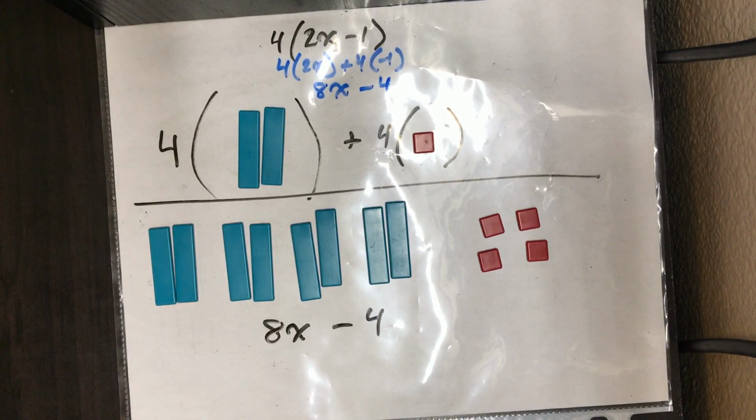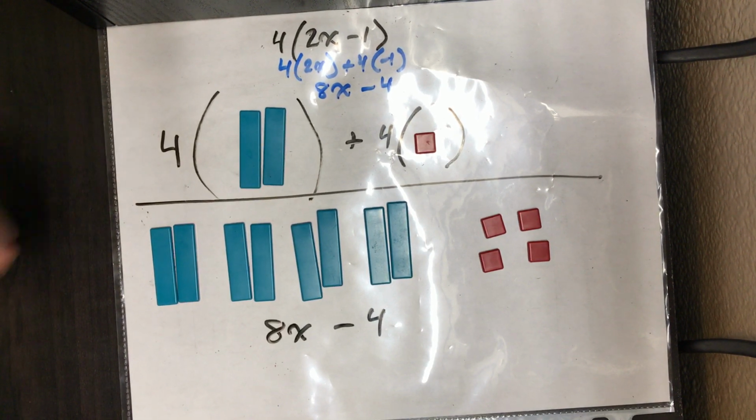There's video 1, just like that with the distributive property. Check out video 2. We're going to put a negative out here in the front and see what happens.